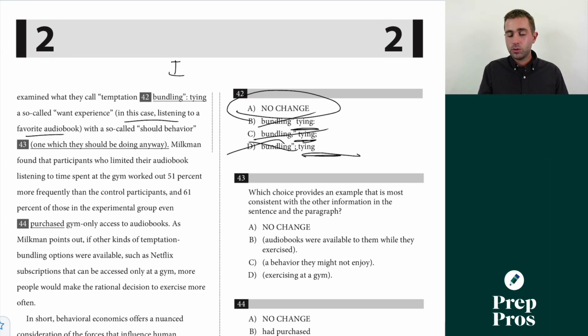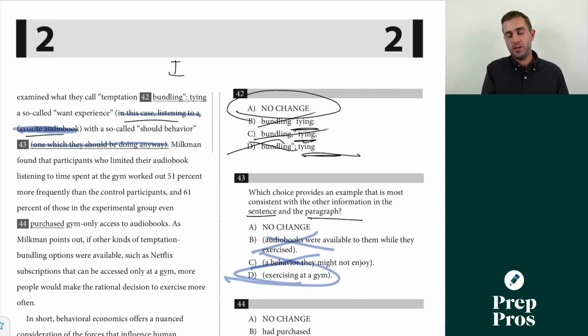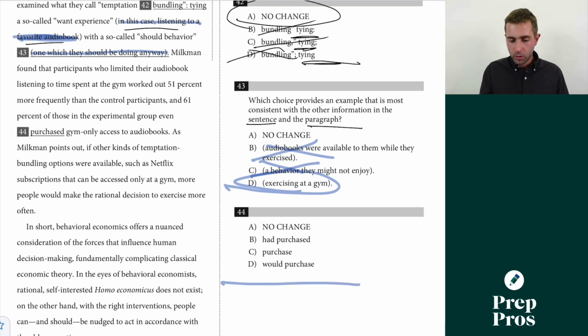Now 43, which choice provides an example that is most consistent with the other information in the sentence and the paragraph? Well, here in tie a want experience, we're given an example of what that is with a so-called should behavior. This is not an example of a should behavior. Audiobooks were available to them while they exercised, not a should behavior. A behavior they might not enjoy, well, that would maybe be it, but this is giving us a very specific example of the thing, so we want to see another specific example.